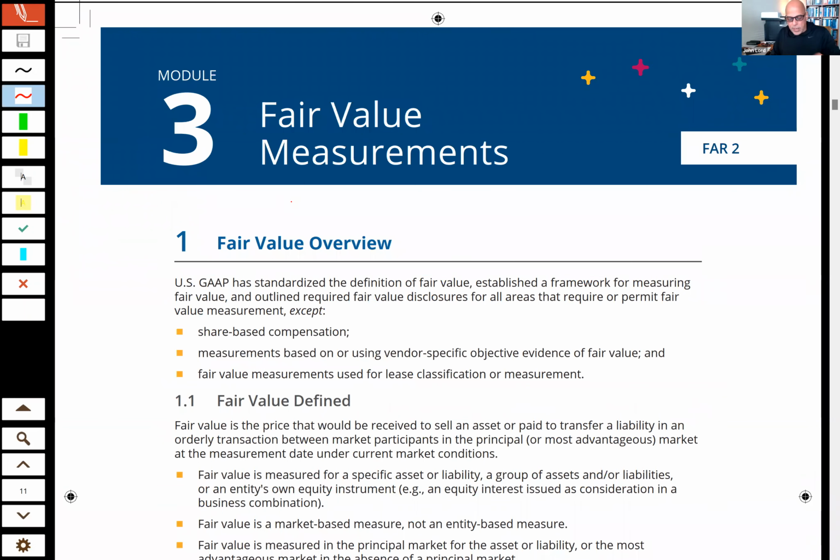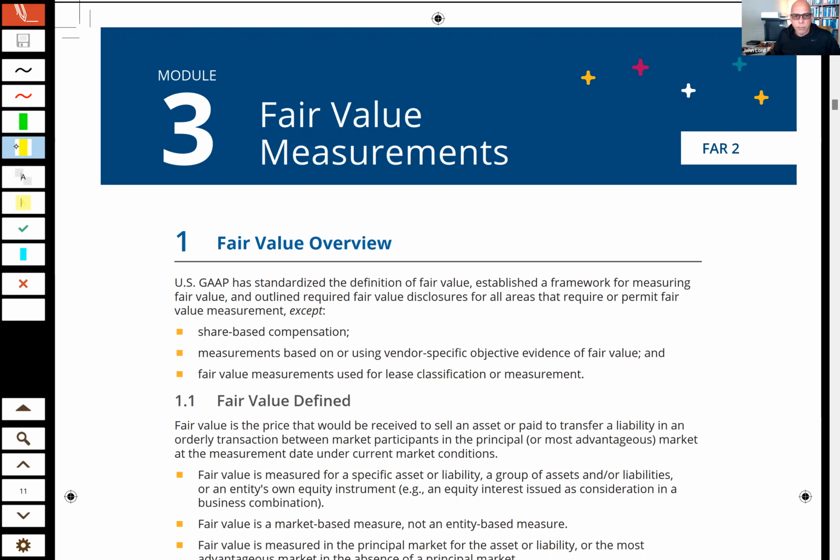Okay, good. So coming over and taking a look at module 3, which is to my recollection where we had left off, right? Last time, is that correct? Is everyone in agreement that we left off on this fair value? Yes. Okay, good. Thank you.